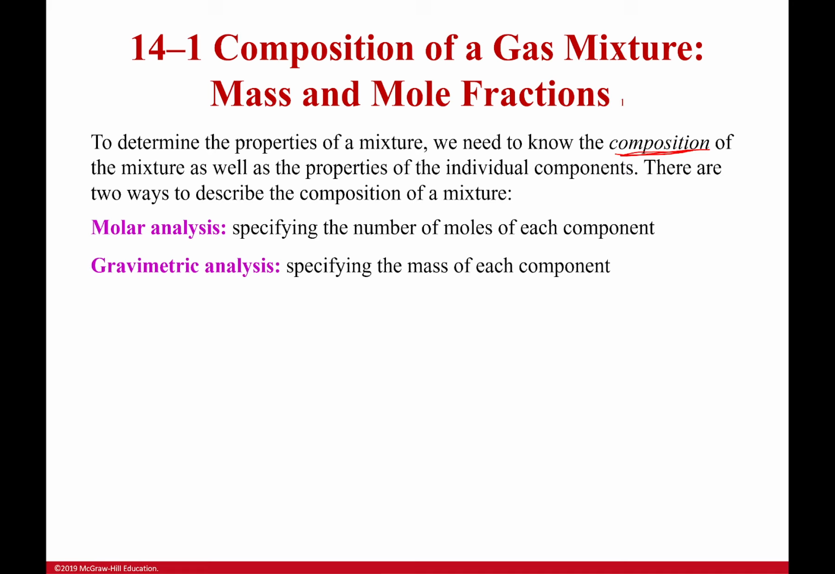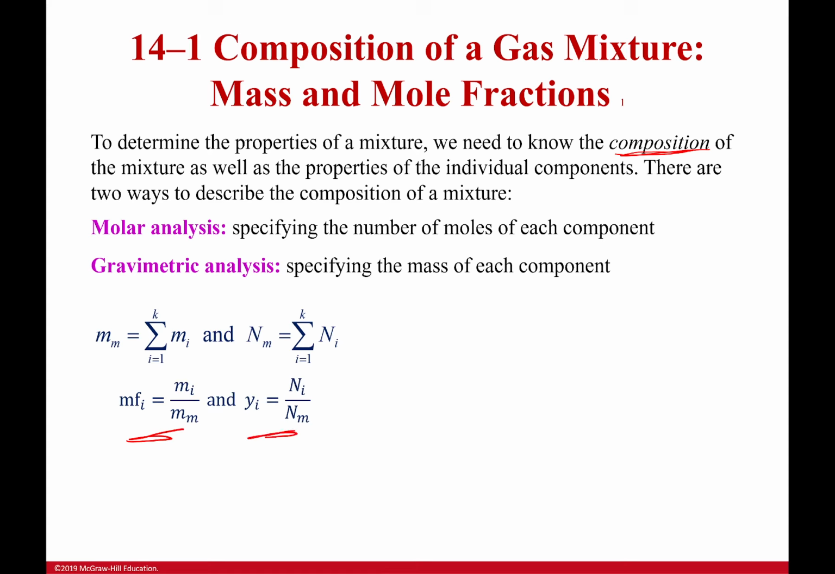But I can also do gravimetric analysis, where I'm simply saying, well, yes, I have more, let's just say hydrogen, than I have oxygen. However, hydrogen is tiny and oxygen is comparatively big. And so, like on a mass basis, I've got a lot more oxygen. So, for both of these, I can then calculate either a mass fraction or a mole fraction. The mole fraction is simply how many moles of that individual component over the total number of moles. And the mass fraction is simply that mass of the individual component over the total amount of mass.